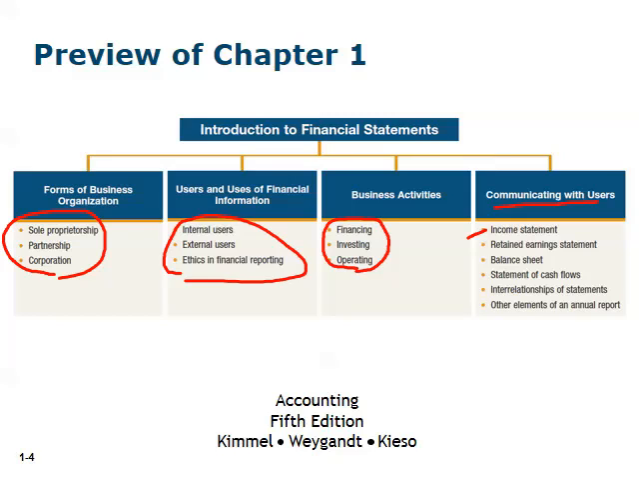And we'll talk about the income statement, the retained earnings statement, the balance sheet, and a statement of cash flows. Those are the 4 primary financial statements we'll discuss. Then we'll talk about how they're interrelated, and then what other items go on an annual report. A company every period puts together an annual report that has all of those financial statements and other things.